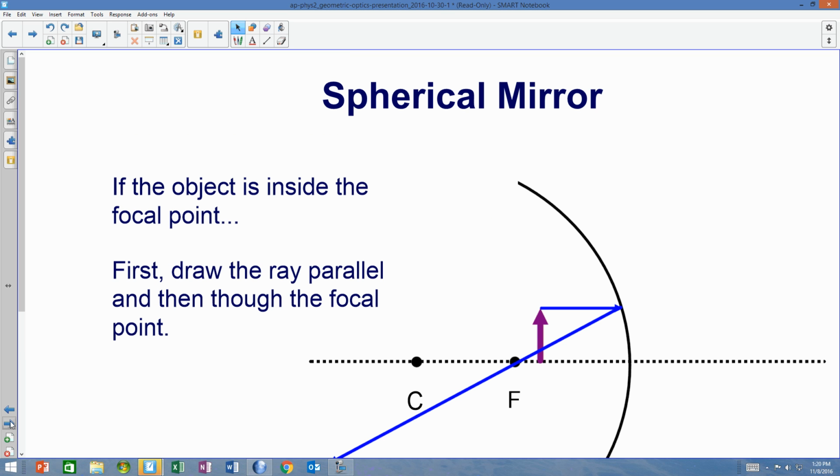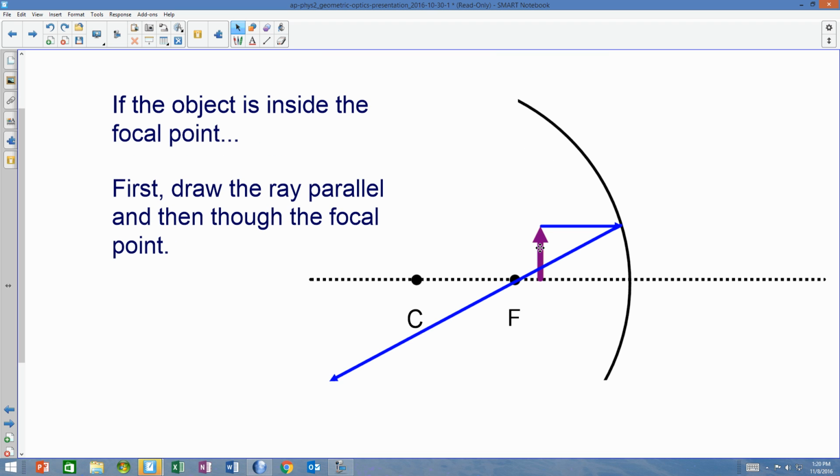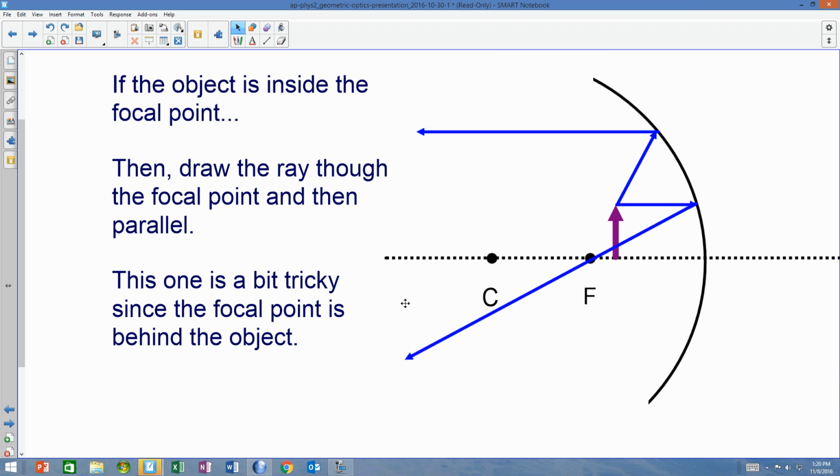If the object is inside the focal point, the first ray drawn is going to be parallel to the principal axis and through the focal point. The second ray is going to go through the focal point and come out parallel. This is a little bit tricky, because the focal point is actually behind the object.